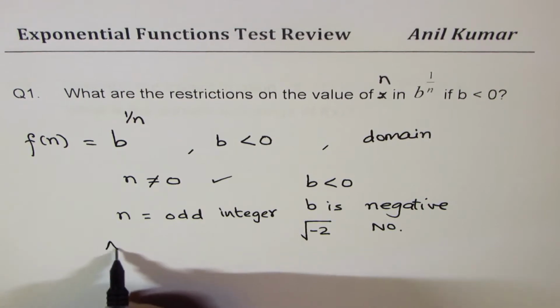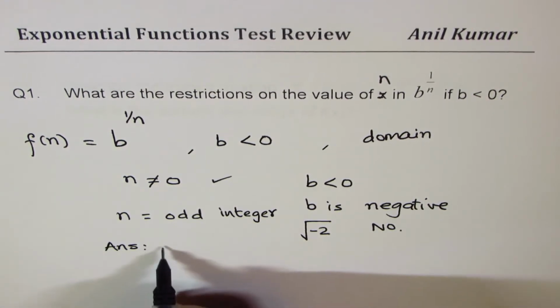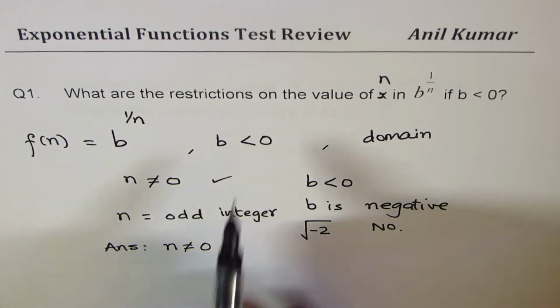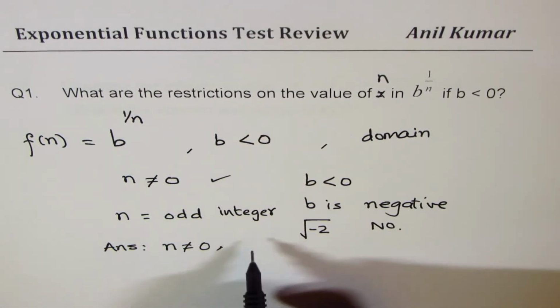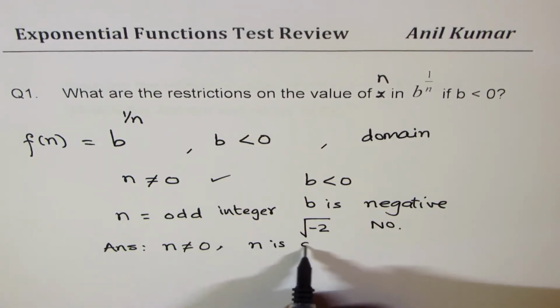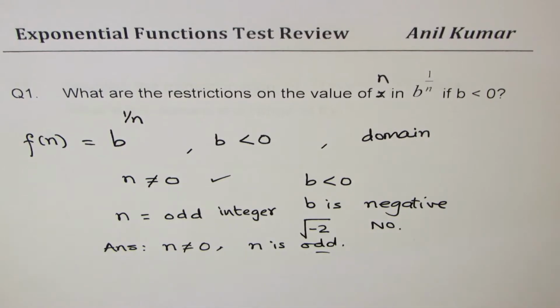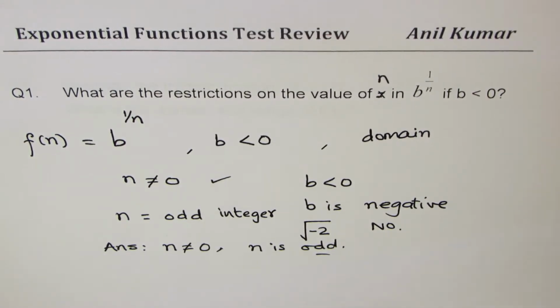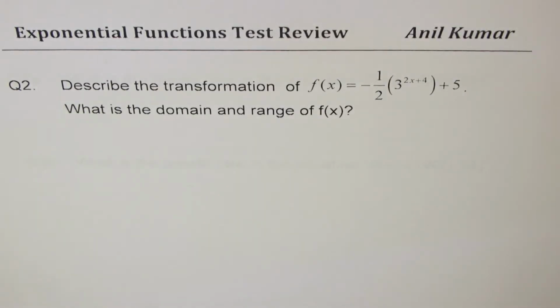And therefore our answer is that n is not equal to 0. So that is the first restriction. The second one is that n is odd. It's an extremely important question which I've seen in test papers sometimes, but very few students are able to answer this question. I hope you understand and appreciate it. Now let's look into question number 2.